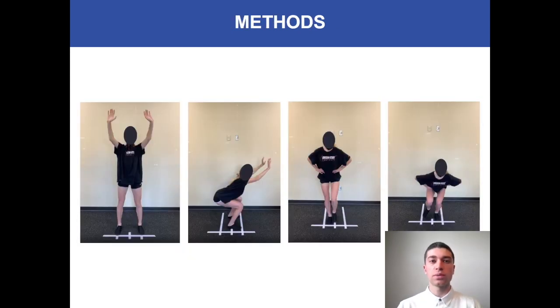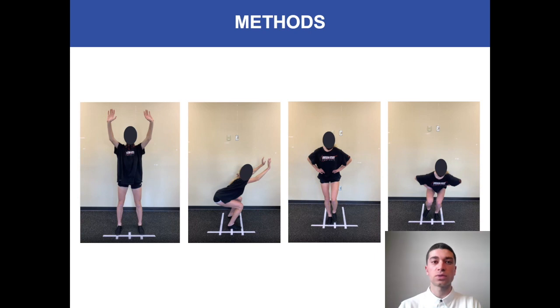Following a 5-minute warm-up on a stationary bike, 12 collegiate soccer players were videotaped performing the double leg squat with arms overhead and the single leg squat with hands on hips. The Fusionetics system automatically scored the movements based on binary scoring criteria.